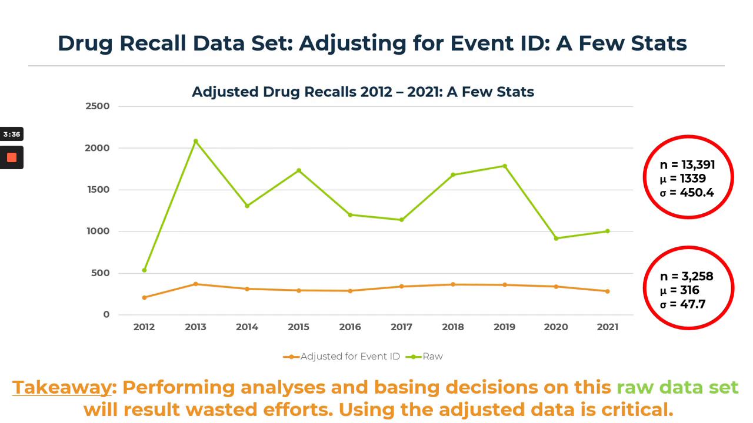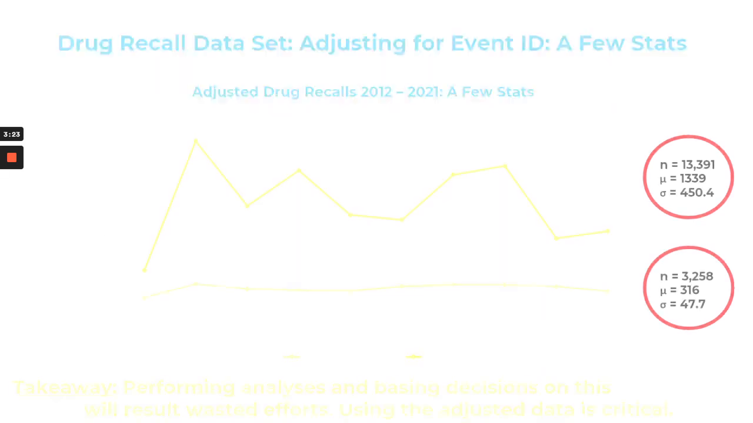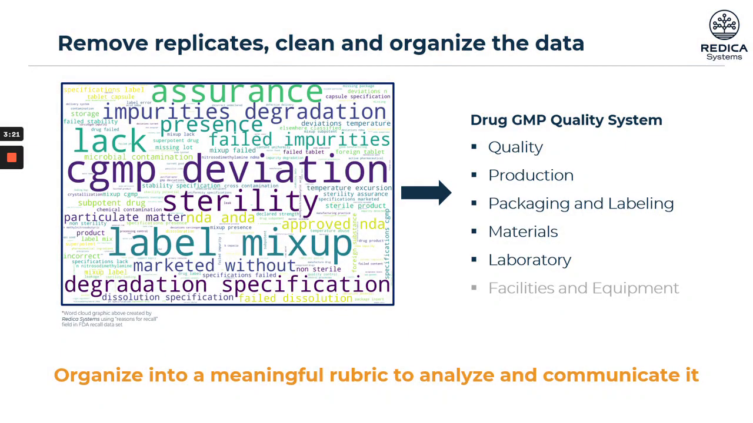So the key takeaway here is that performing analyses and basing decisions on this raw data set will result in wasted time and resources and will not address the true issues. It's critical instead to use the adjusted data set. Once we removed the replicates, we cleaned and organized the data and mapped the reasons for recall from the myriad reasons listed in the FDA data, instead to the FDA quality systems. Recall reasons mapped neatly to 5 of the 6 quality systems.